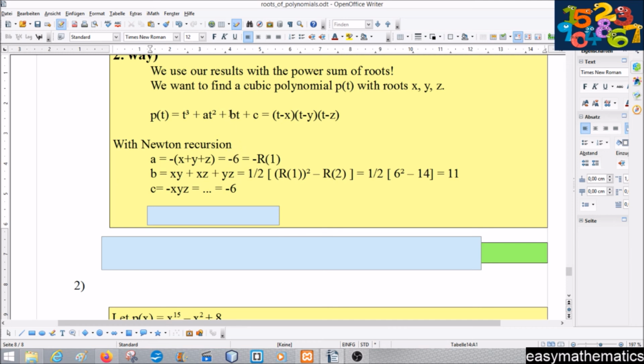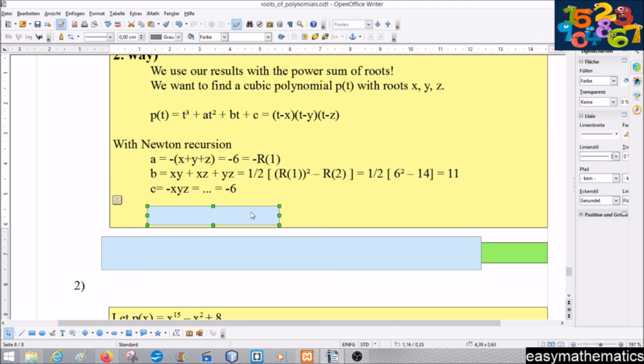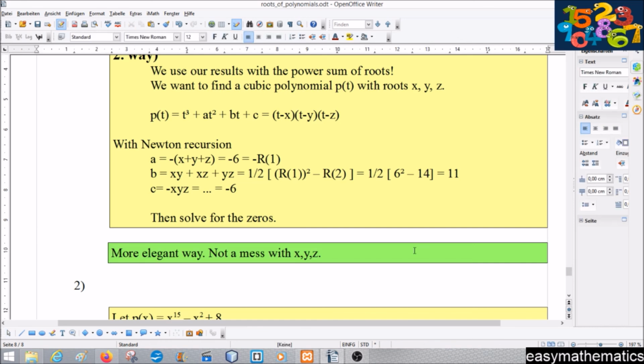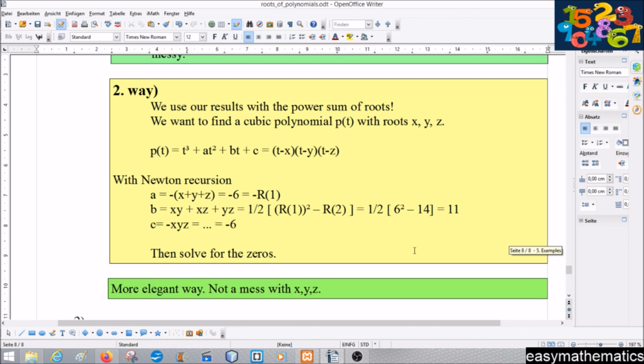Then for the second coefficient, with the Newton recursion, we find 11, and if you play the same game with the last coefficient, we get minus 6. This is exactly the same polynomial we found earlier, and therefore we can solve for the zeros with polynomial long division and whatever. This is a more elegant way if you know about the Newton identities, and we do not have a big mess with all the roots and solving hardcore equations. So pause the video and try this example by yourself. You will see it's not so hard and it's a very clean way.